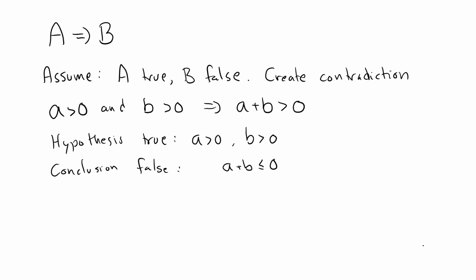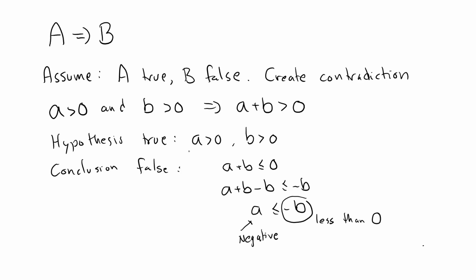From this, we try to create a contradiction, a statement that simply cannot be true given the hypothesis. In our example, let's add minus b to both sides and we have a less than or equal to minus b. By assumption, b is greater than 0, which means that minus b must be less than 0. Since a is less than or equal to minus b and b is negative, it must follow that a is negative as well.